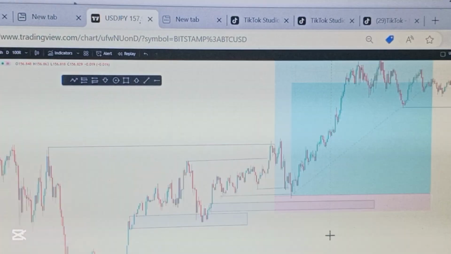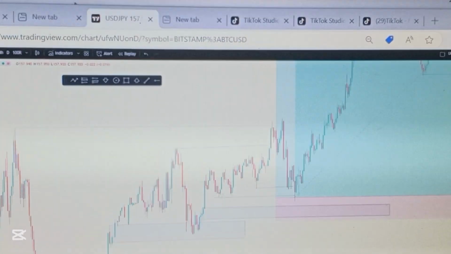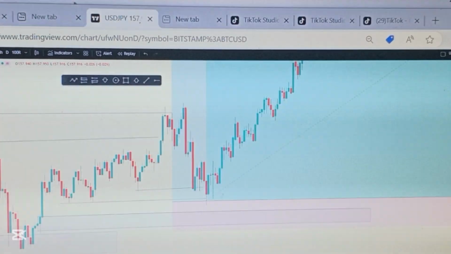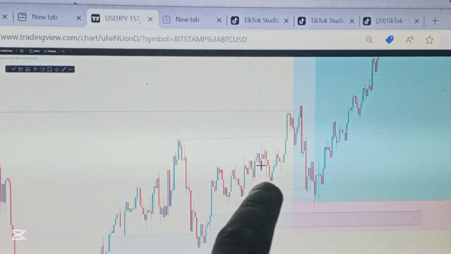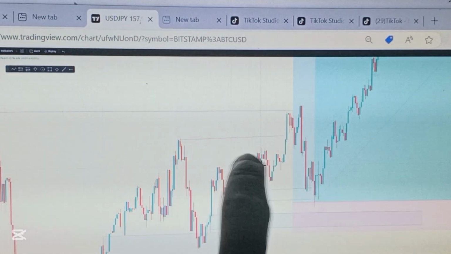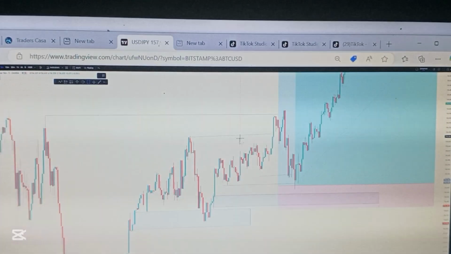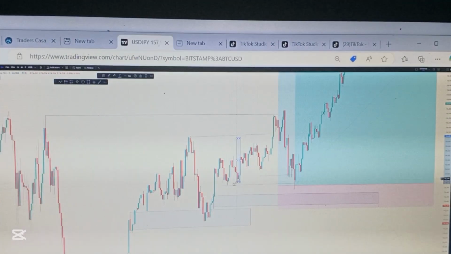Once I saw this sweep of liquidity, I saw there's a lot of liquidity right in this zone, in this area. So I literally just wait for it to clean up all of this liquidity.